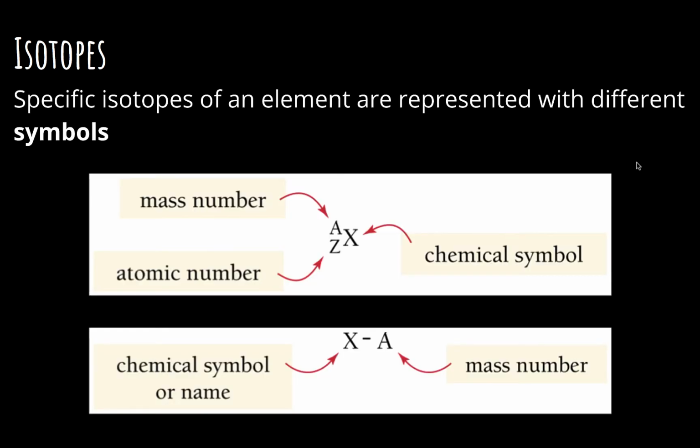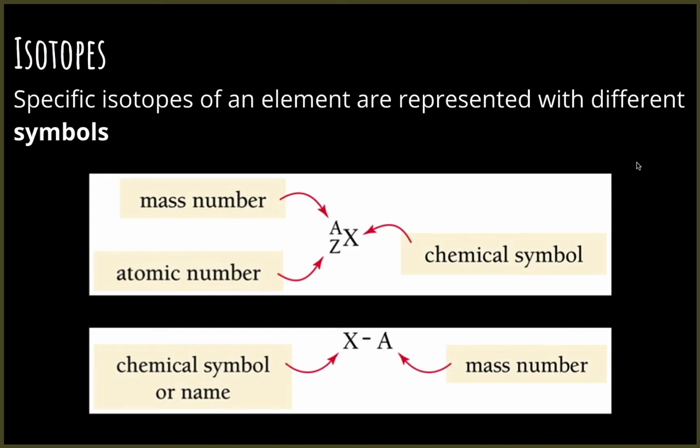So there's a couple different ways to represent specific isotopes. There's a couple different ways of notating those. On the top there, you can see one way to notate it would be the chemical symbol on the right, the mass number at the top, and then the atomic number at the bottom. So if we go with our carbon-12 example, this is what this would look like. We would use the symbol for carbon, C. The mass number, if we're talking about carbon-12, would go on the top, and then the atomic number for carbon would go on the bottom.